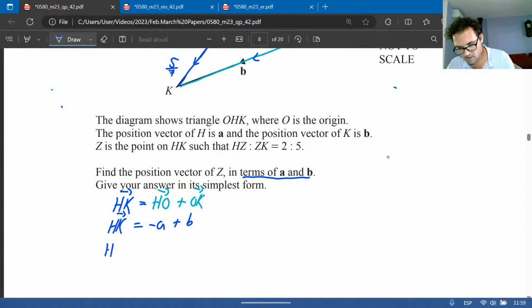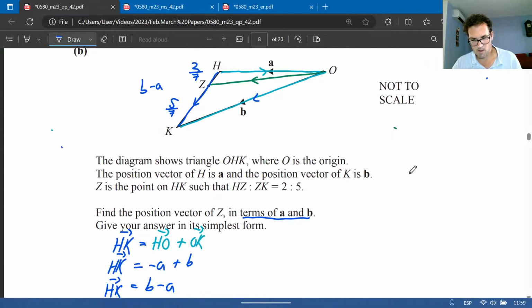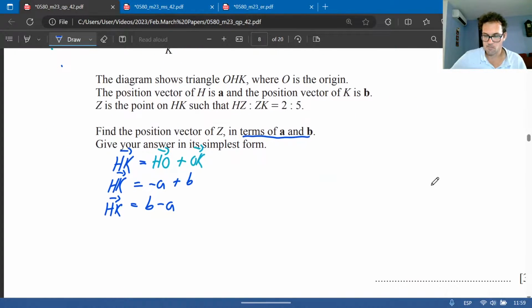Okay, and to make things look nice, we can always just swap them around. So it's B minus A. Minus A plus B, same as B minus A. So we know now that HK is B minus A. Okay. Which makes, squeeze that in there, HZ 2/7 (B minus A), and ZK 5/7 (B minus A). Right, progress.